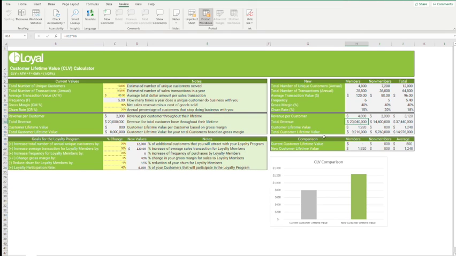And lastly here, we have our comparison between current customer lifetime value and new customer lifetime value. As you can see, even though it's a 40% loyalty participation rate, so less than half of your total customer base, there's a drastic positive impact with your new customer lifetime value once you get a loyalty program.